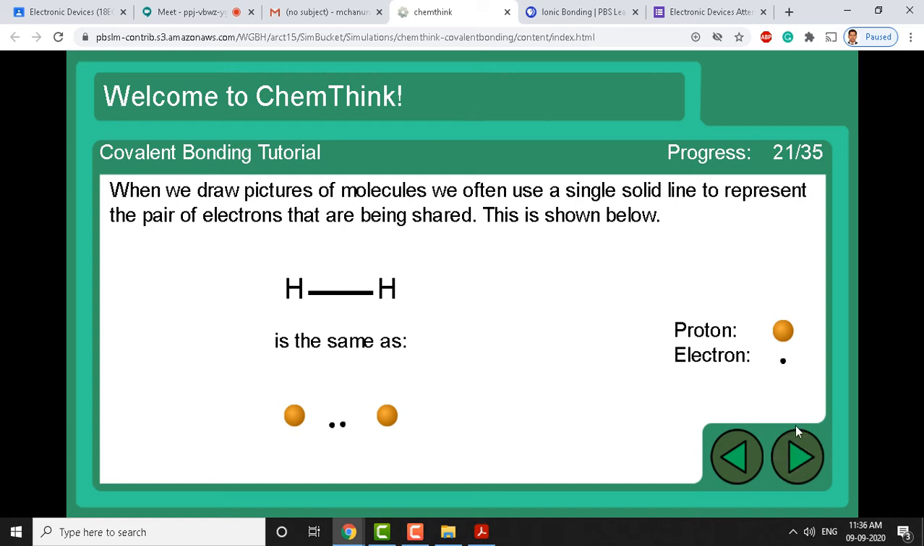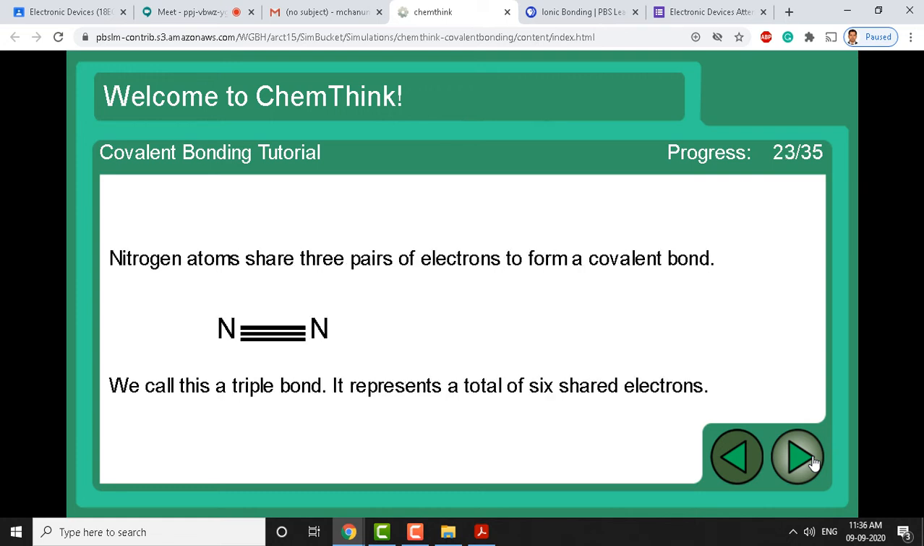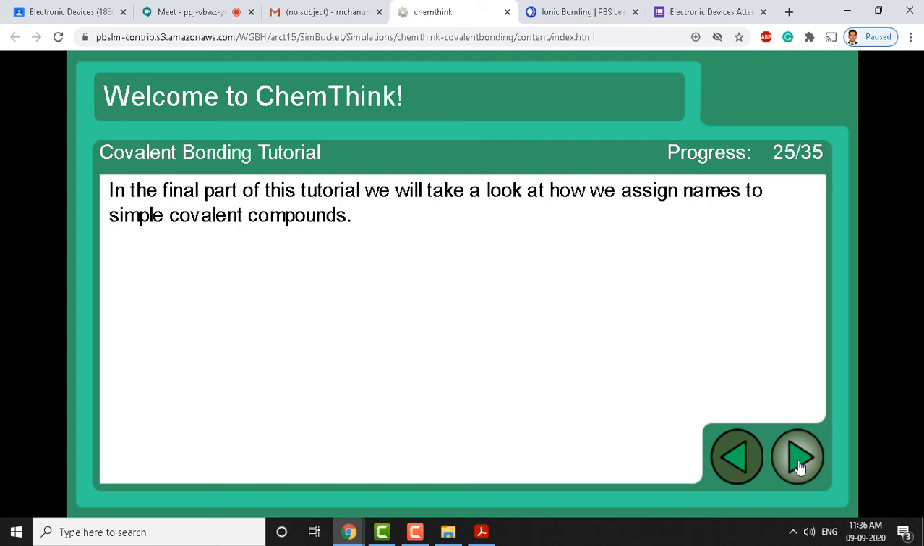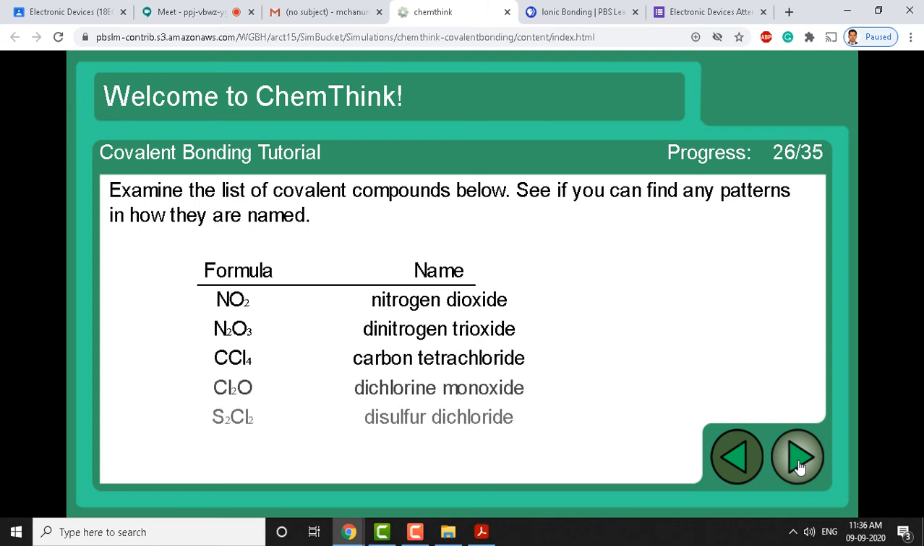Between two hydrogen atoms there is a single bond formation. In other molecules you can see double bond formation between two oxygen atoms, and triple bond formation between two nitrogen atoms. This is how the bond formation takes place, from weakest to strongest. The single bond is always the weakest and the triple bond is always the strongest bond. I think that gives you the overall picture of covalent bond formation.